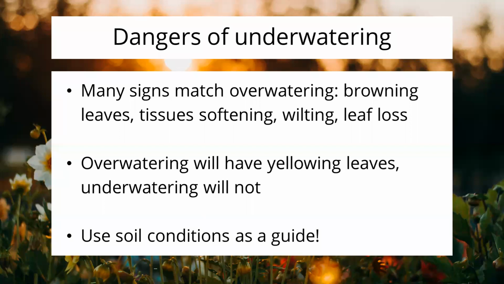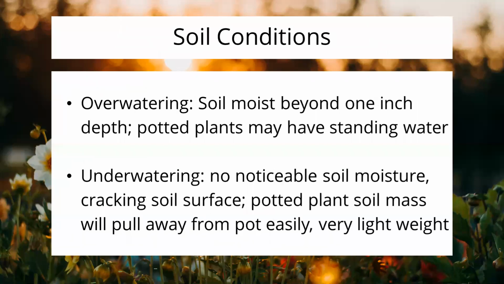The thing that I like pointing out here is that your soil conditions are going to act as a guide in this situation. And this should go for whether you're worried about too much watering or too little. Use your soil to tell you the story of what's going on with your plant. There are lots of good reasons for this, and I'm going to dive into those right here. So with overwatering, if your soil is moist beyond 1 inch of depth, or your potted plants have standing water in the drip tray, this means that you're going too far and you need to not water.